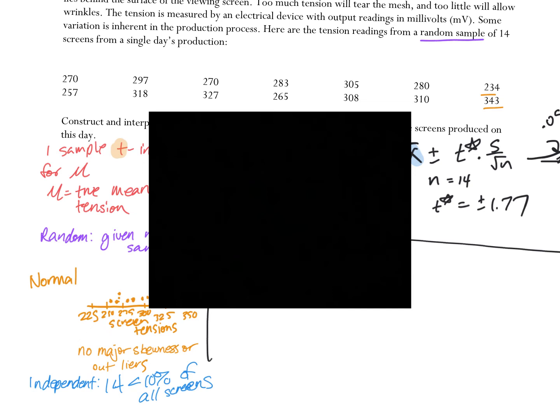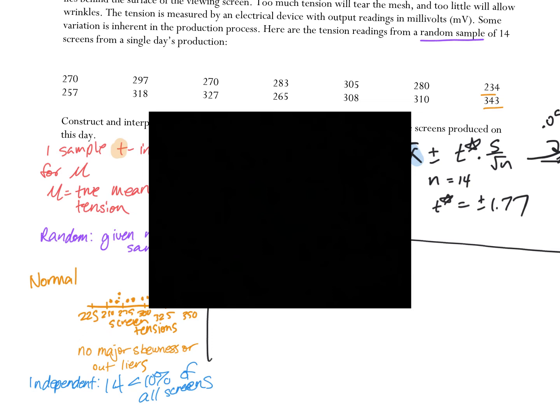So if I go to stat, I arrow over to tests. This time, what are we doing? We're doing a one sample t interval. So I'm going to go down and choose. If I look at choice 8, it says t interval. Okay. So we're going to do a t interval. If this is the case, the first one we're going to do is let's go ahead and assume.